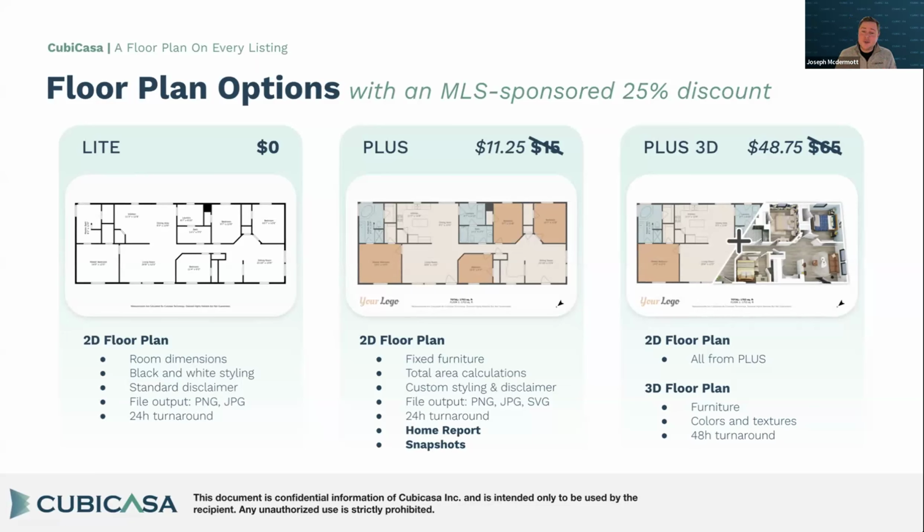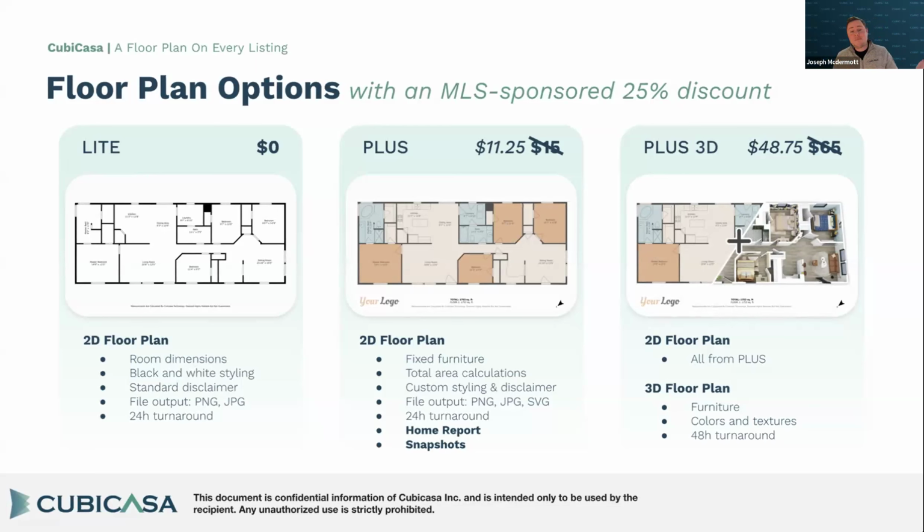It also allows you to customize things, customize the color scheme. If you wanted to upload your broker logo and then change up the colors to match your branding, that's an option for you. It will also include a couple of different reports, which we'll take a look at in a second here. A home report, which details key features of the home, and then snapshots, which we talked about a few minutes ago, which allows you to take photos as you're going through doing the scan.